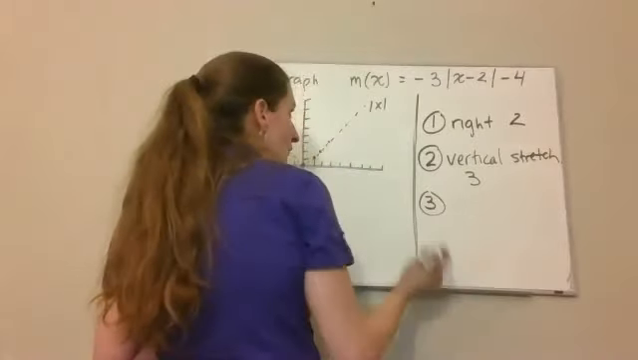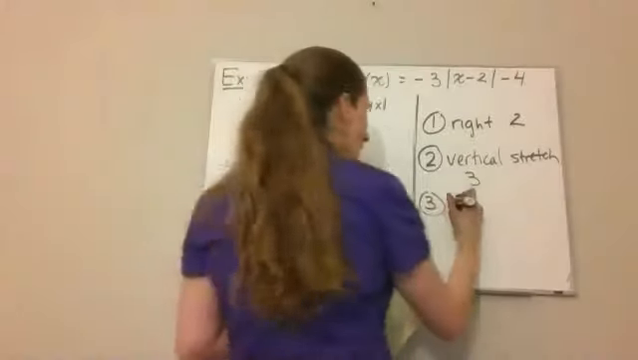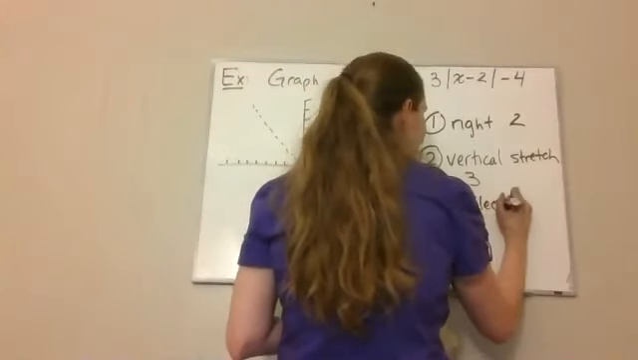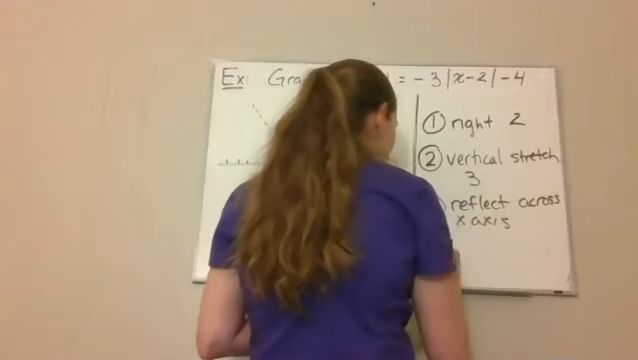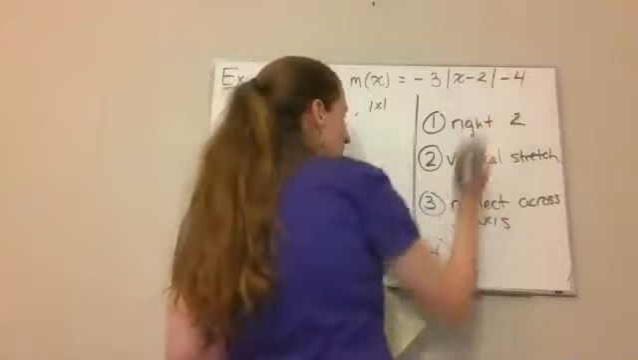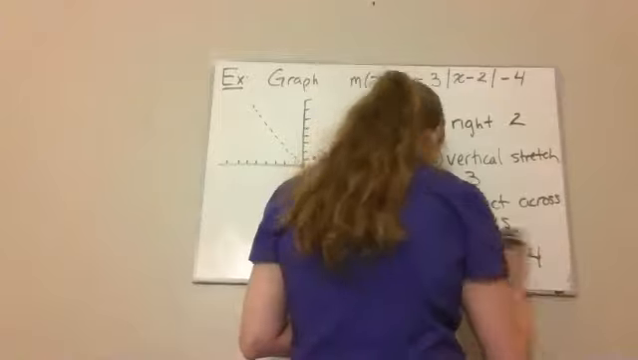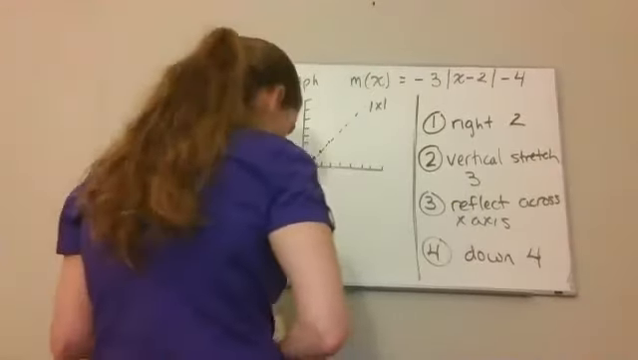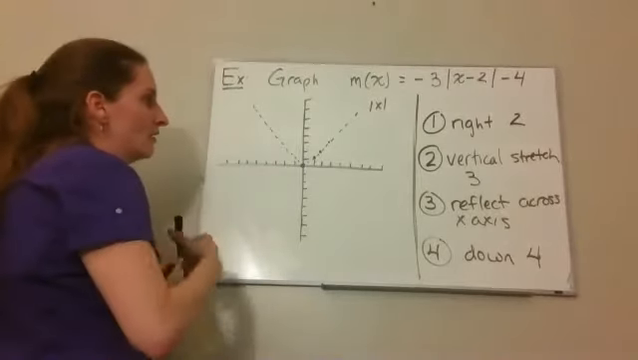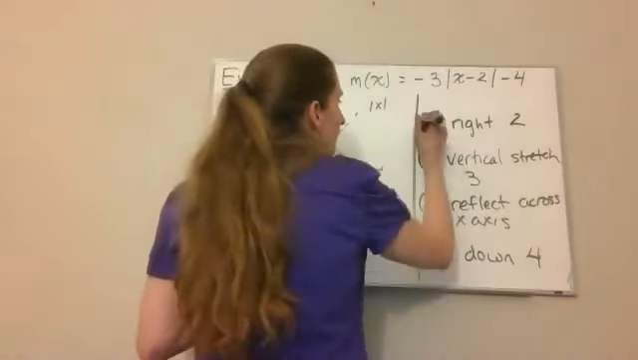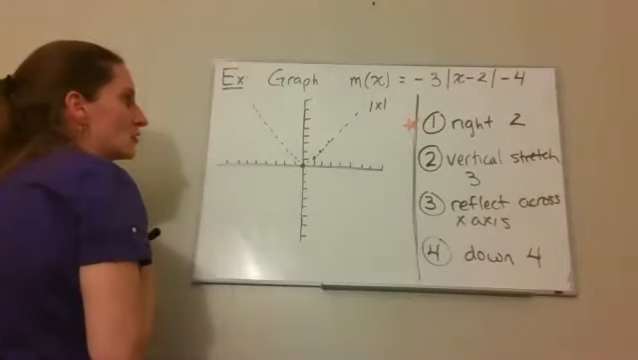Then I have to take care of any reflections, and that's what that negative is in the front. That negative in the front is going to reflect across the x-axis. And then my last transformation is that -4. That's going to be shifting down 4 spots. So let's do these steps one at a time. First, I'm going to do this first guy right here. Number 1, move to the right 2 spots.